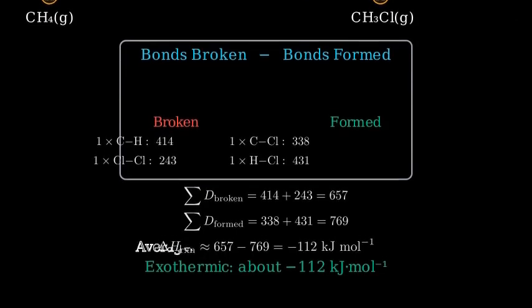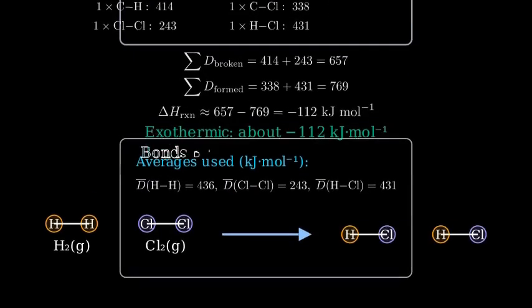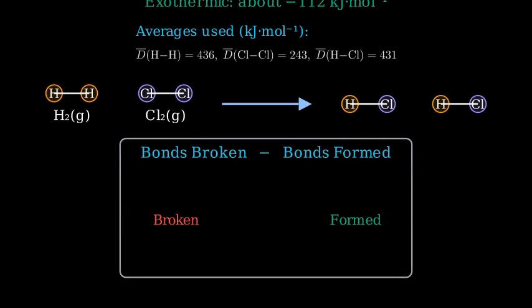Numerical 2. Calculate delta H. H2 gas plus Cl2 gas gives 2HCl gas. Use average bond enthalpies. H-H 436, Cl-Cl 243, and H-Cl 431, all in kilojoules per mole.